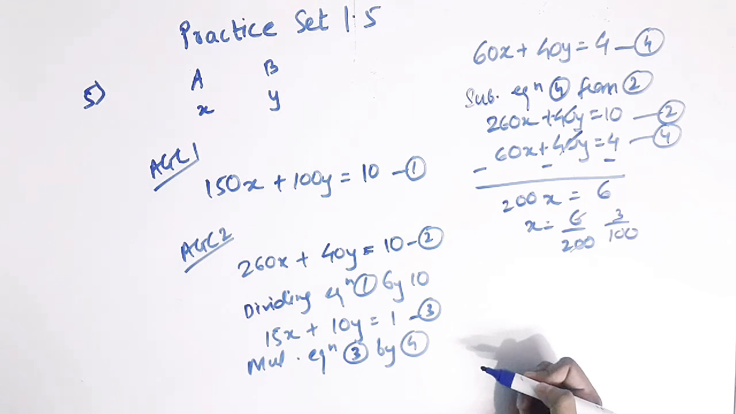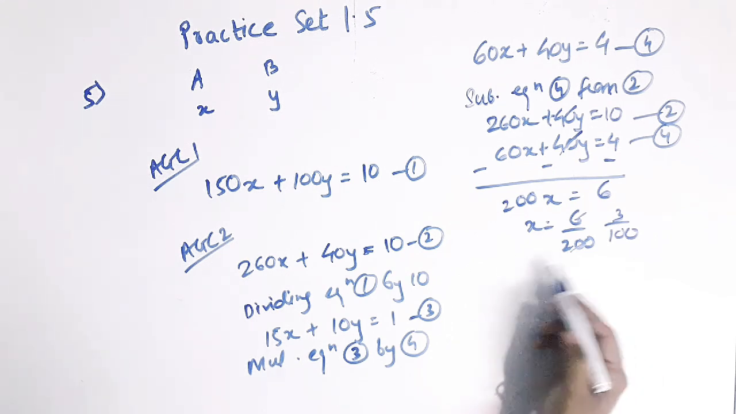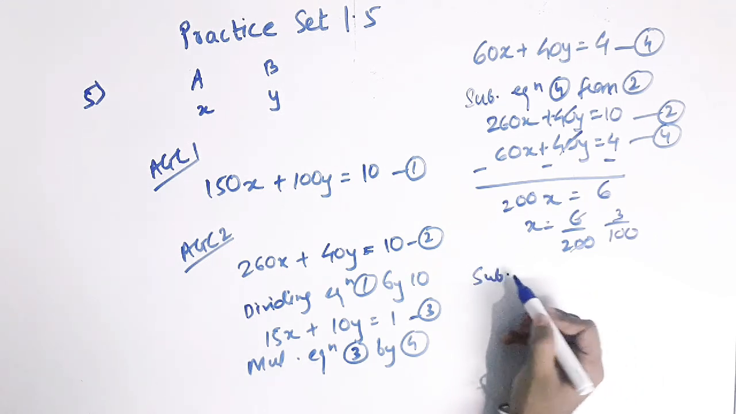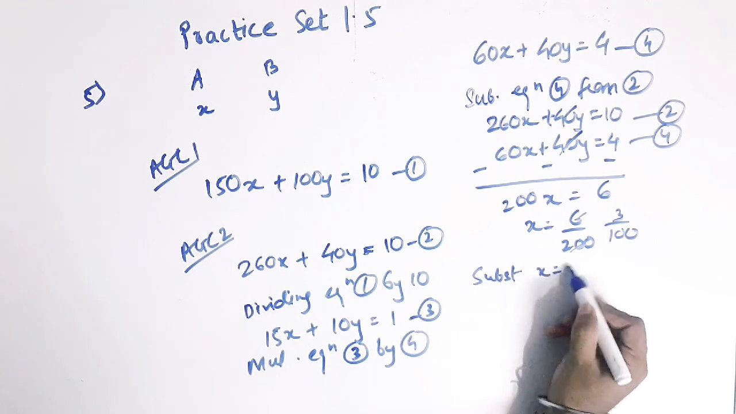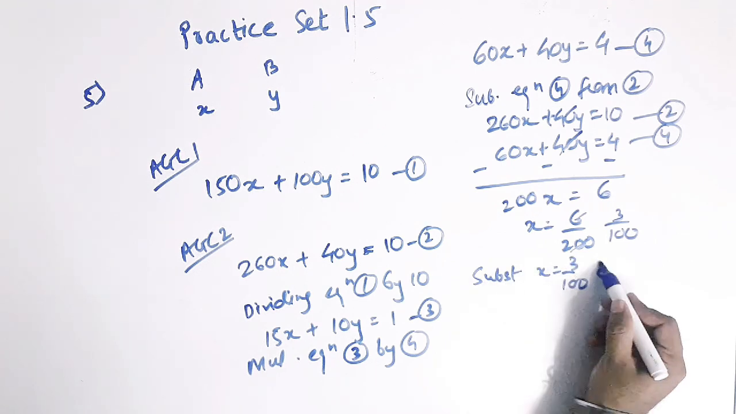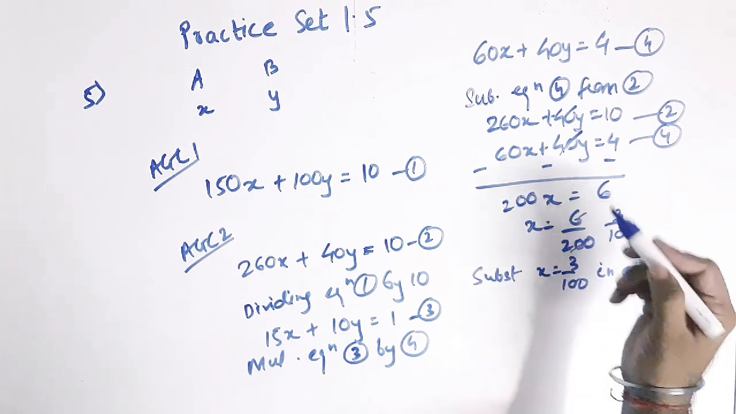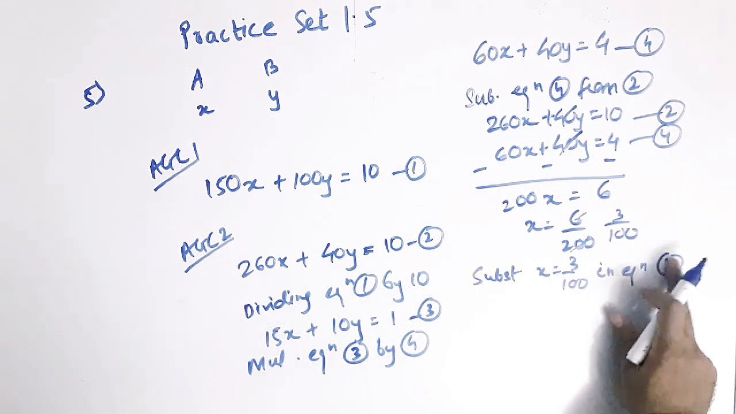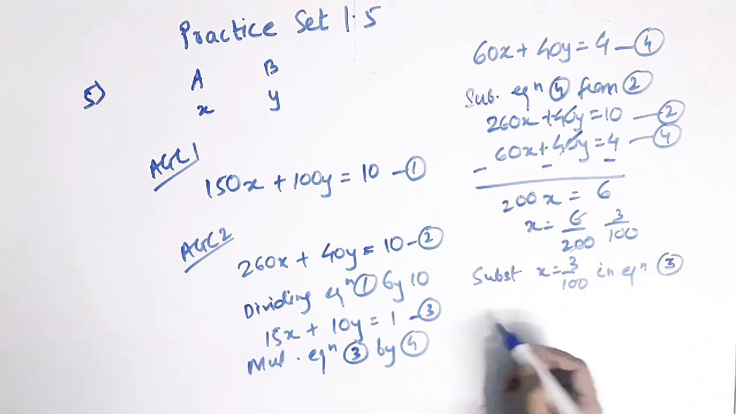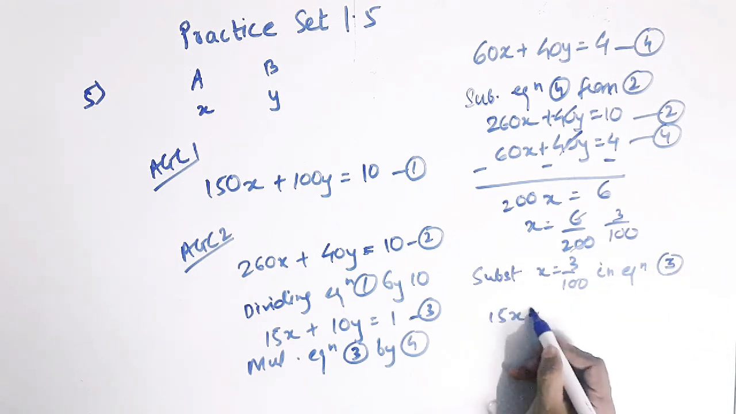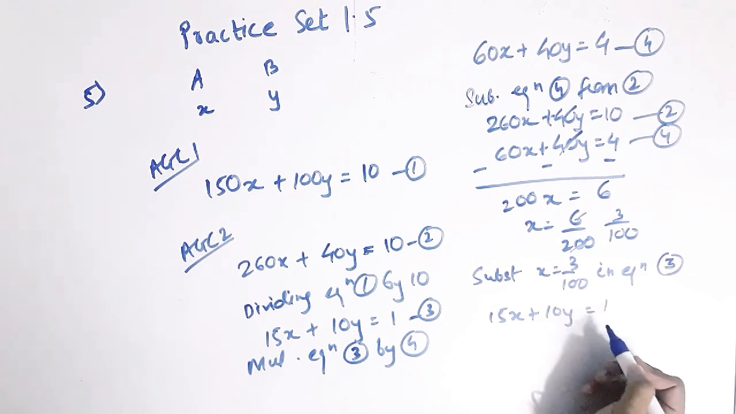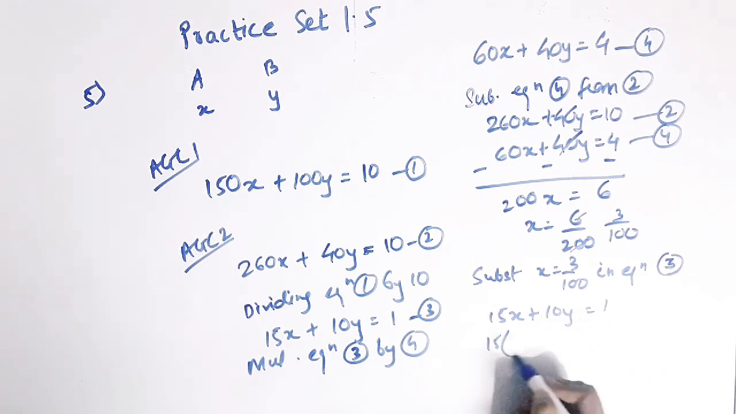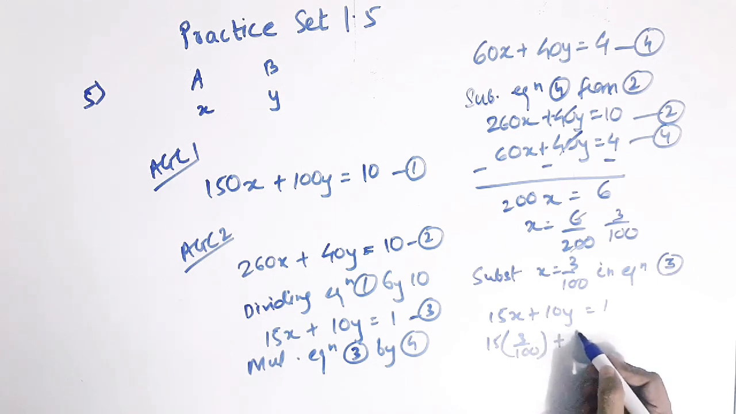Now we'll substitute x equal to 3 by 100 in an equation. I'll take the third one, or you can take the fourth one, but the third one is easier. So 15x plus 10y equals 1. 15 times 3 by 100 plus 10y equals 1.